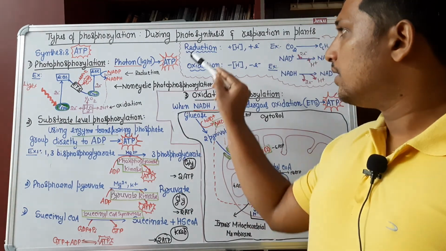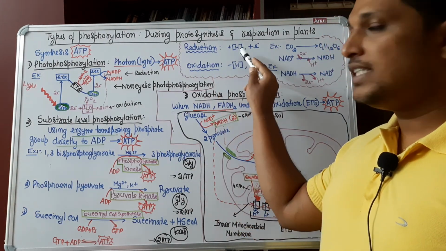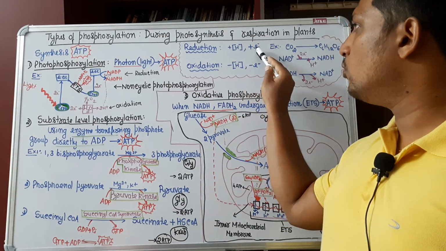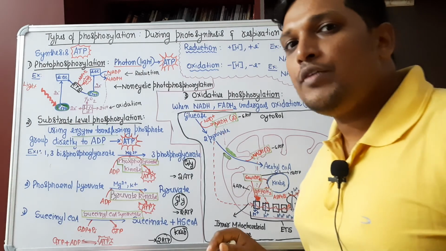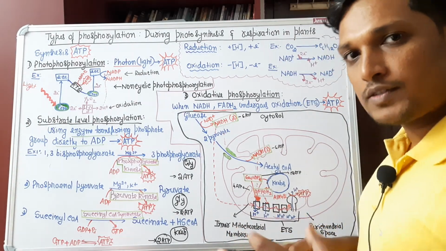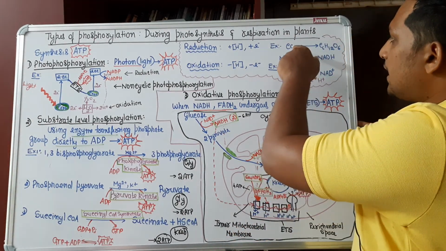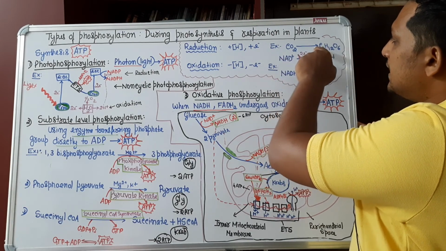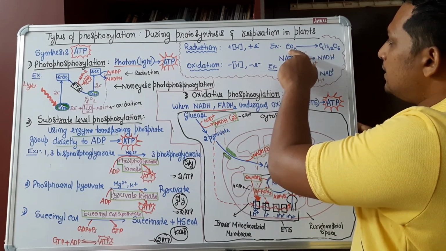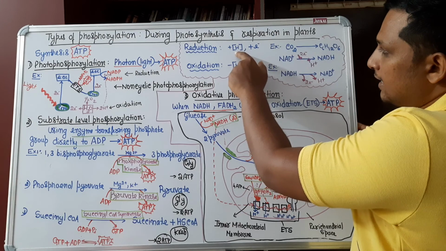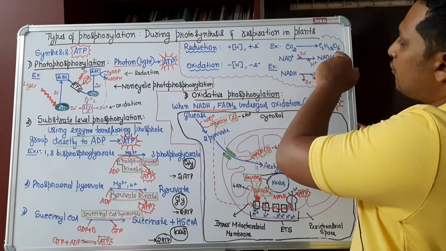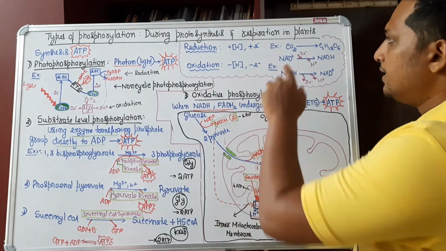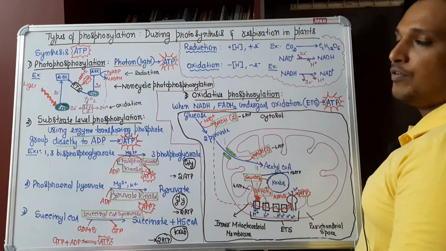reduction. Reduction refers to addition of hydrogen, removal of electron. Example, during photosynthesis, you know that carbon dioxide is utilized. Utilized carbon dioxide undergoes reduction, which means that to carbon dioxide there will be addition of electrons and hydrogen. As a result, there will be formation of glucose. Hence, carbon dioxide is reduced during photosynthesis.